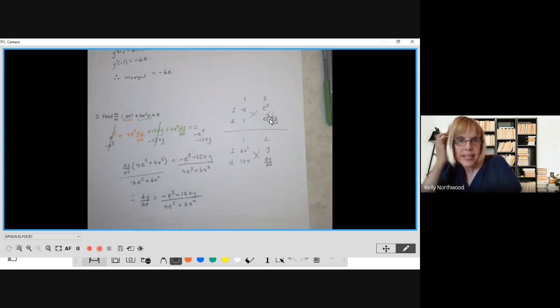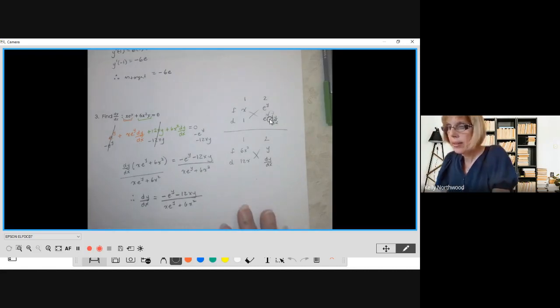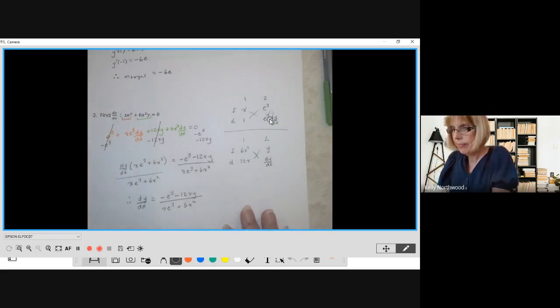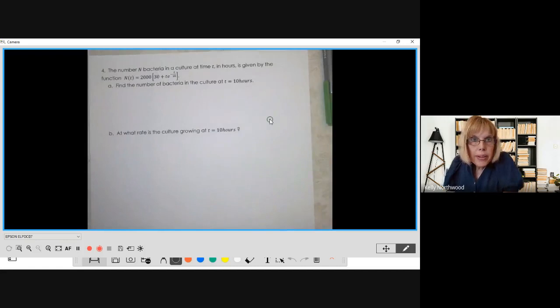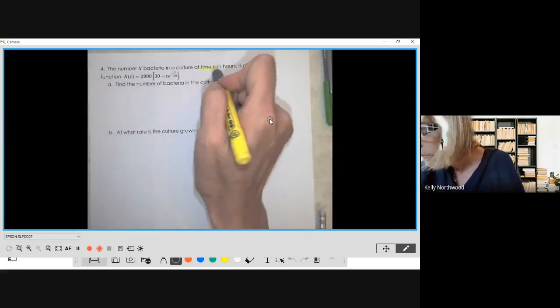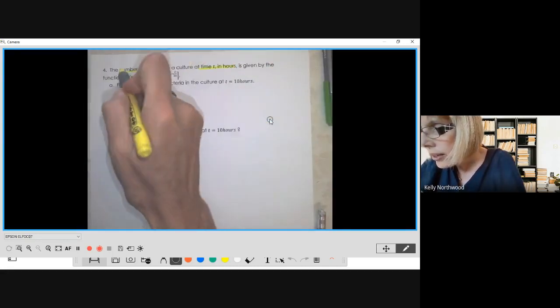Okay, so that's an implicit example. Any questions about that one? Okay, so our last one's a word problem. The number of bacteria in a culture at time t hours is given by the function N of t equals 2,000 times the quantity 30 plus t e to the negative t over 20. Okay, so t is time in hours, and N is number of bacteria.